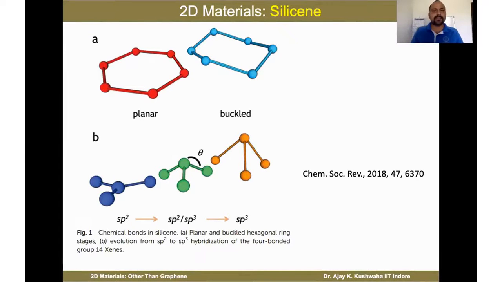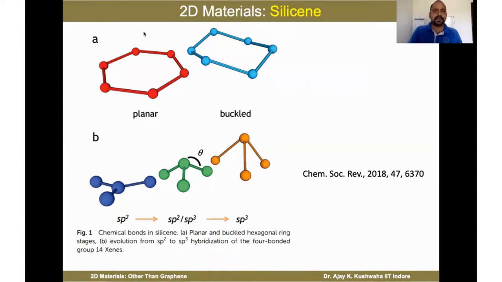The structure of this material we can understand by looking at figure A. Figure A shows the planar structure where the 6 atoms, 1, 2, 3, 4, 5, 6, are in a hexagonal pattern, and we can say this is flat, similar to graphene. But in the case of silicene, the structure is not really flat as we observed in graphene. Here at least the alternate atoms have some buckling, or up and down structure.